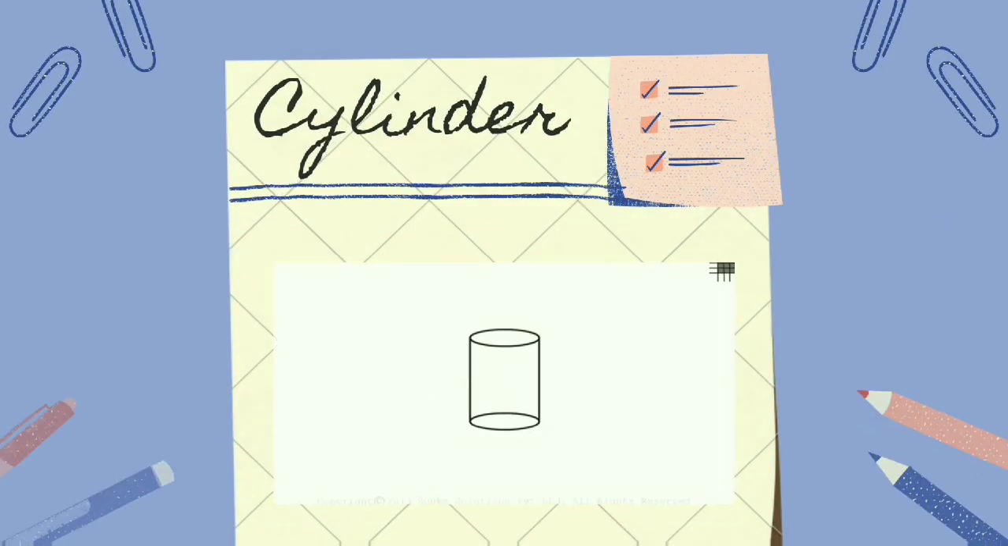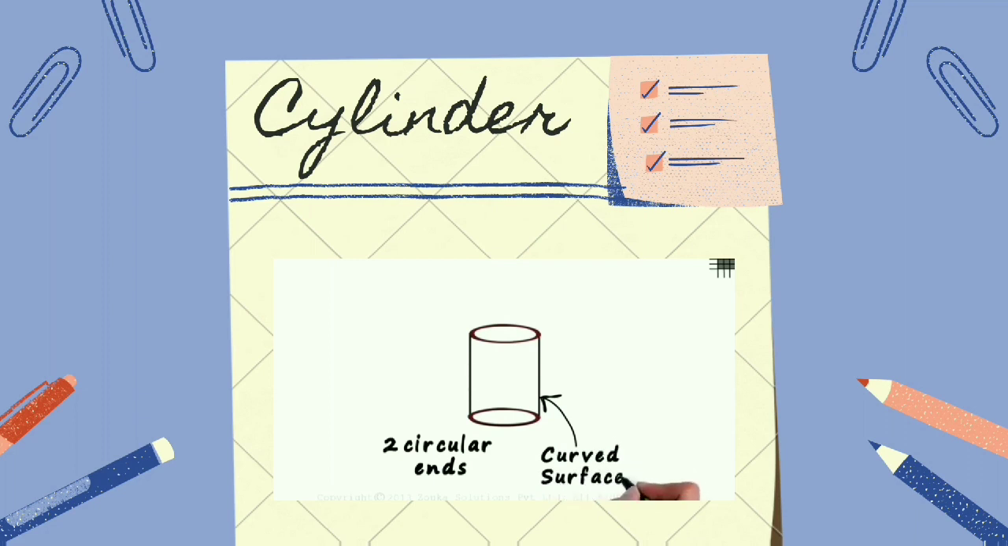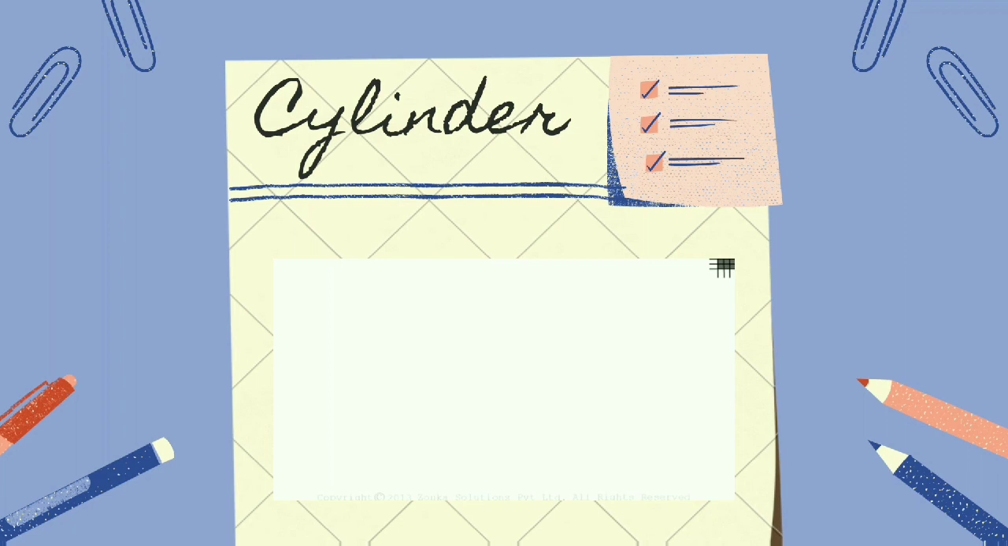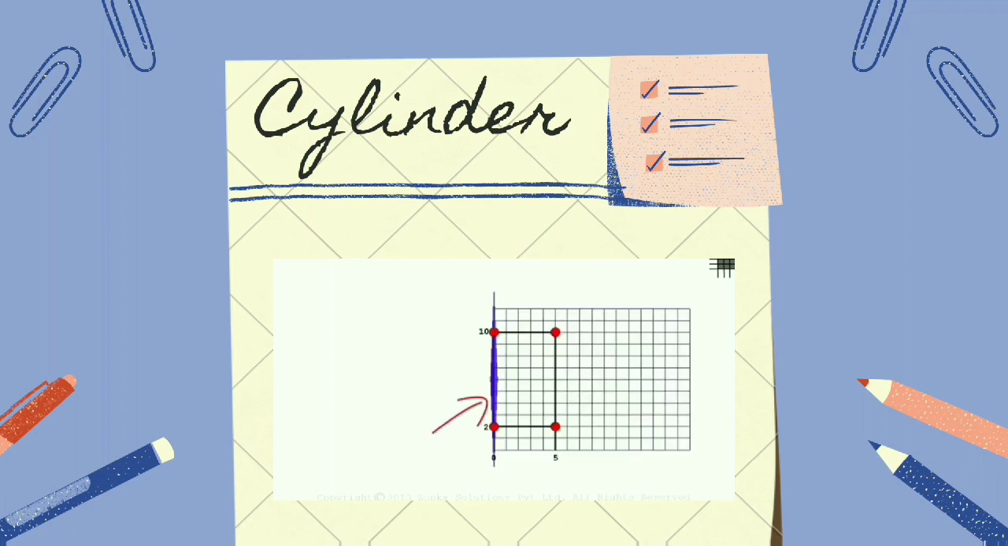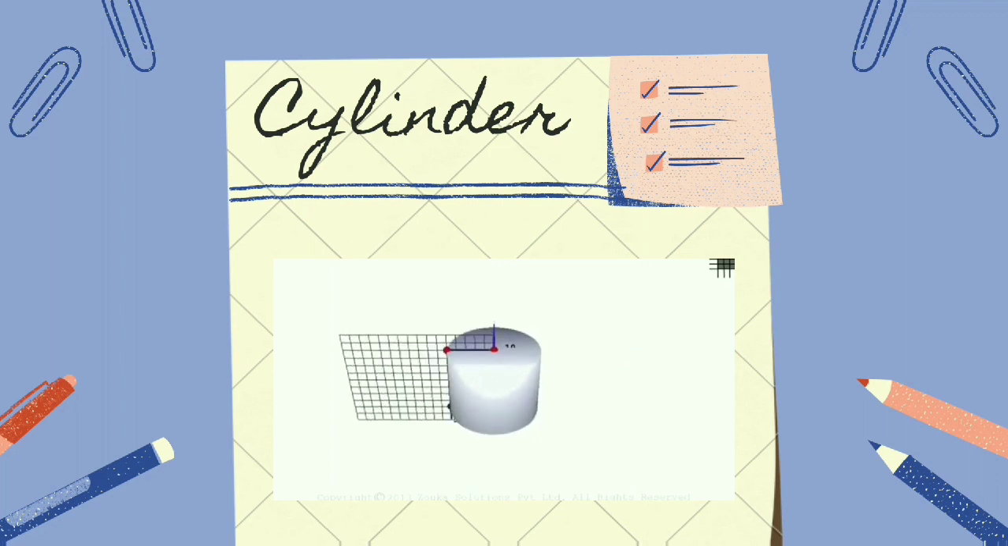This is what a cylinder looks like. It has two circular ends, this one and this one. It also has one curved surface. Let's look at an animation using Elika software. This is a central axis, and let's see how a cylinder is formed. The rectangle goes around the central axis to form the cylinder.